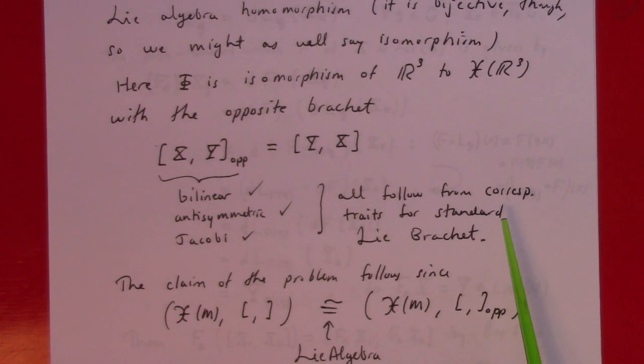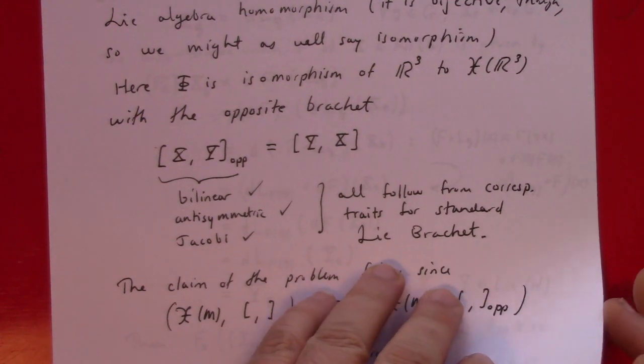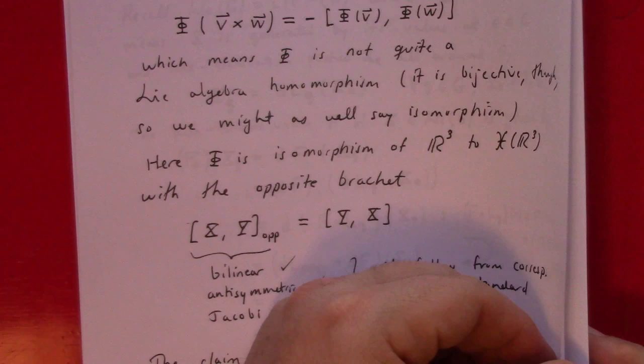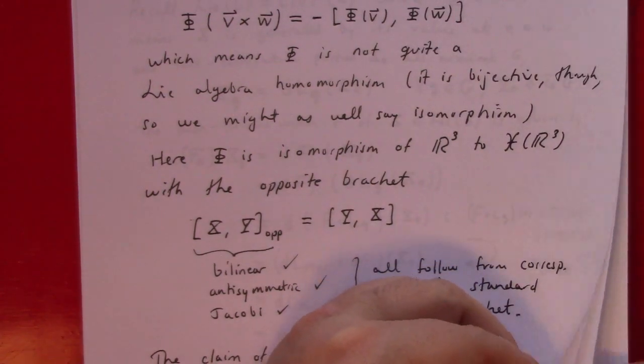And so, since that is isomorphic to the standard Lie bracket, and it's pretty clear that the cross product is isomorphic to the opposite bracket Lie algebra on the smooth vector fields, then by transitivity of isomorphism we have the desired outcome. So yeah, that's a little bit uglier than I wanted it to be. Sorry about that.